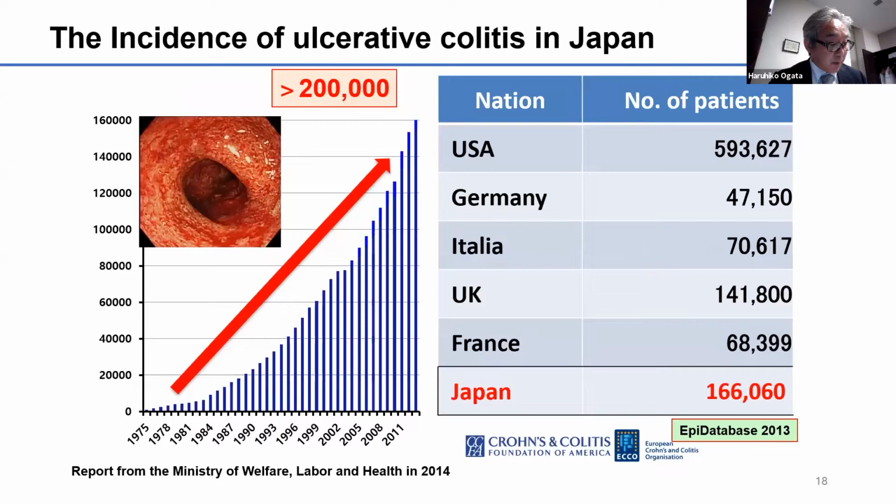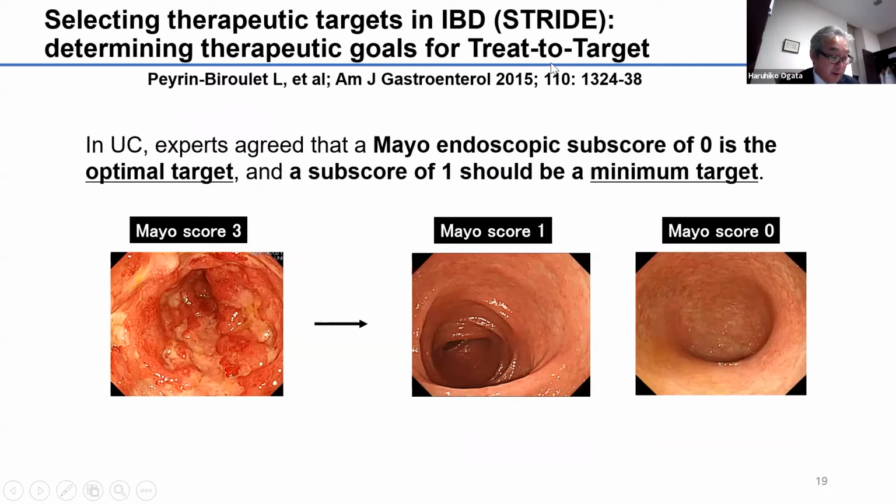Next I will talk about ulcerative colitis. The incidence of UC has increased amazingly in Japan, like this. Surprisingly, the total number of Japanese UC patients is thought to be second in the world, following the USA. As you know, the treat-to-target consensus concept has been proposed, and endoscopic evaluation of disease activity has a crucial role in deciding the therapeutic goal, such as Mayo score 0 or 1.